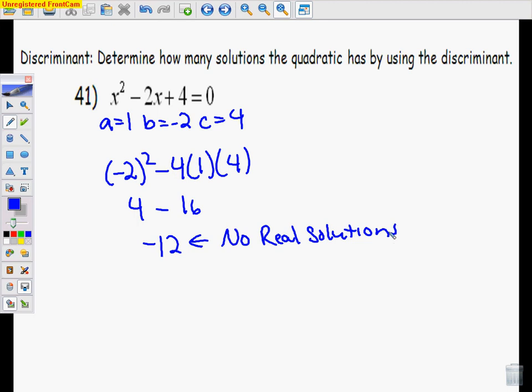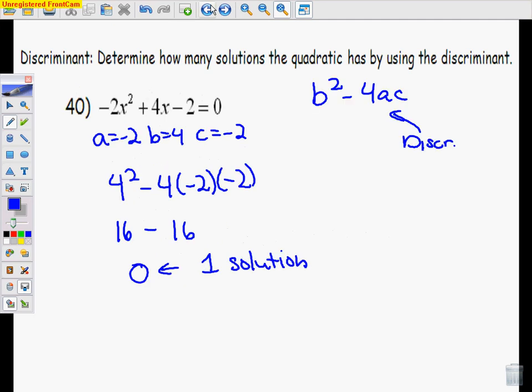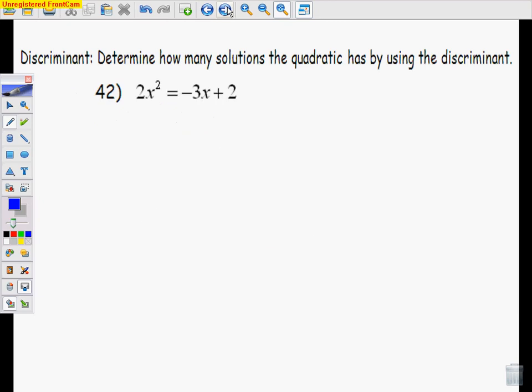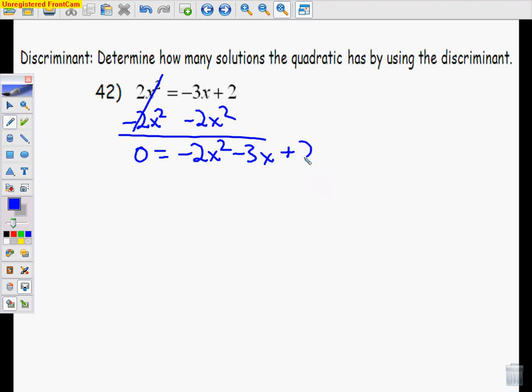Let's go back one more time. When the discriminant is 0, there's one solution. When the discriminant is negative, there are no real solutions. All right, next one. Here, once again, you need to have 0 on one side before you start dealing with the discriminant or the quadratic formula. So let's subtract 2x squared first, because you have to have 0 on one side. Those cancel out. You get 0 equals negative 2x squared minus 3x plus 2.